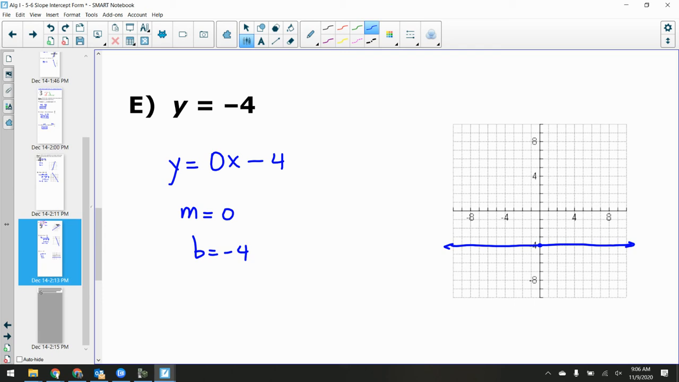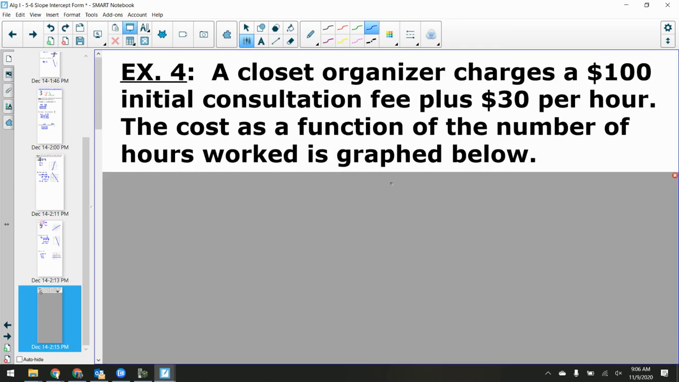All right, last problem here, word problem. A closet organizer charges a $100 initial consultation fee plus $30 per hour. Yes, that is an actual job. A closet organizer. You can go in and organize people's closets.